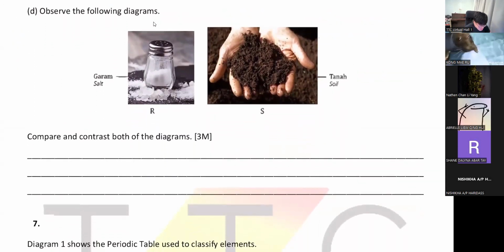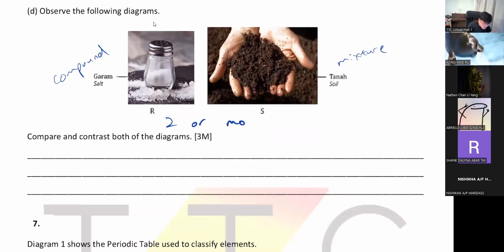Okay, so D, compare and contrast. That means similarity and difference. This is a compound, and this is a mixture. So what are the similarities? They both have two or more elements in them. Dua atau lebih unsur.